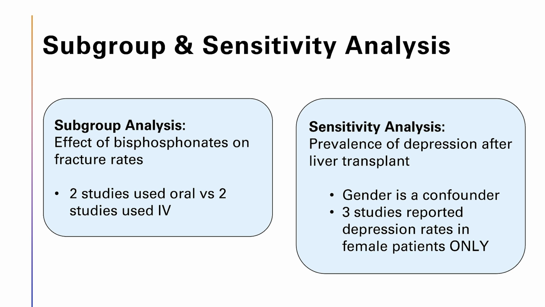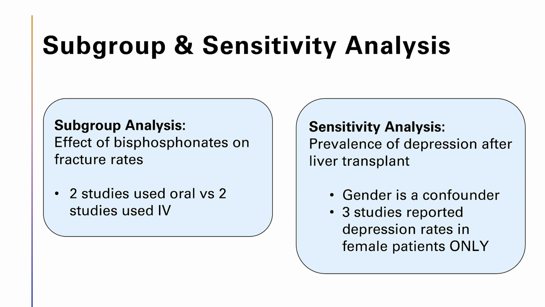Okay, so now we can move on to subgroup and sensitivity analysis. These are two distinct approaches used in meta-analysis to explore the robustness and variability of the results. First, let's look at subgroup analysis. It examines the effect of an intervention or exposure within specific subgroups of the study population. What it aims to do is to determine whether the intervention's effectiveness differs across various subgroups based on certain characteristics or variables. This characteristic can be age, gender, disease severity, baseline race, or other relevant factors.